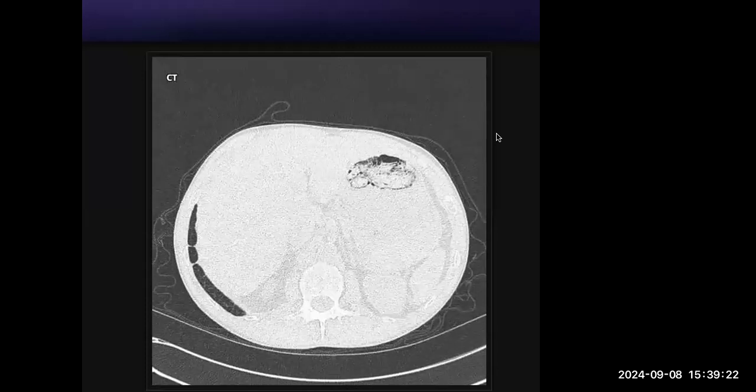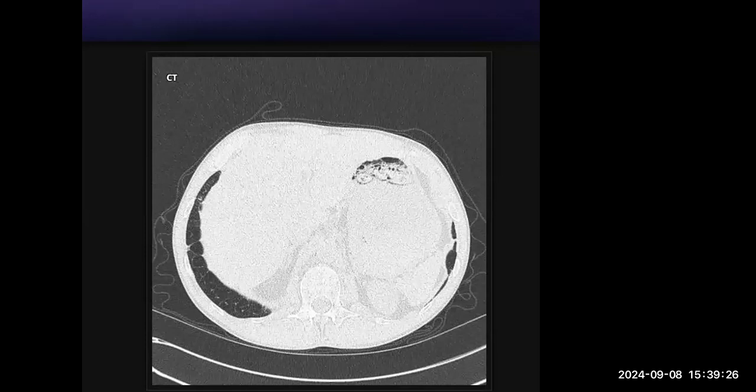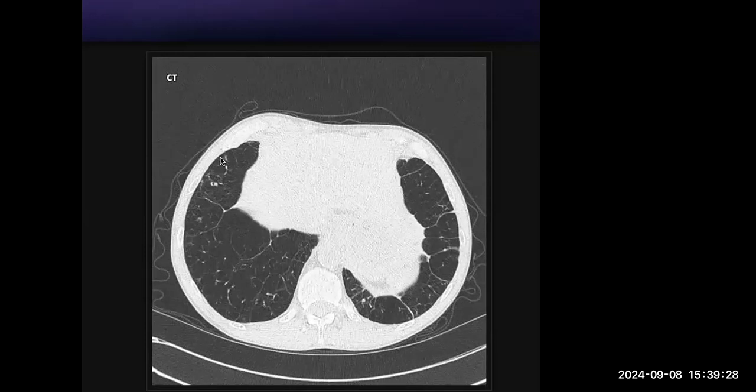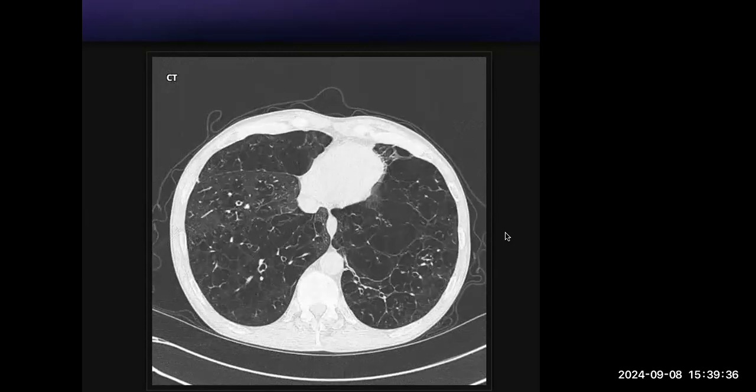I'm not able to scroll through the images, sir. It is just getting stuck at one point. You can scroll slowly, otherwise it might be very difficult. The images are not moving at all.